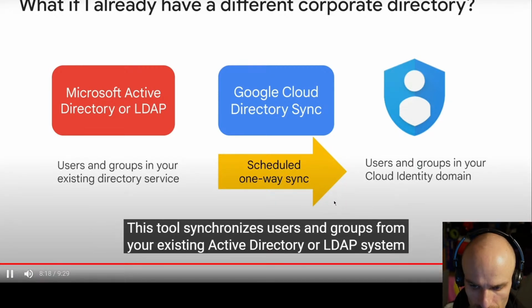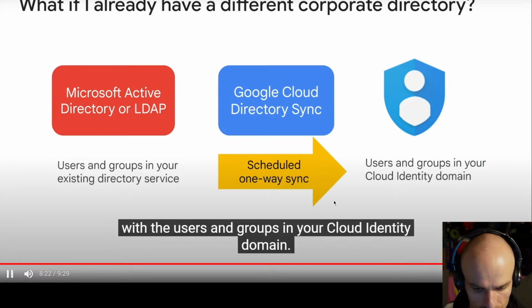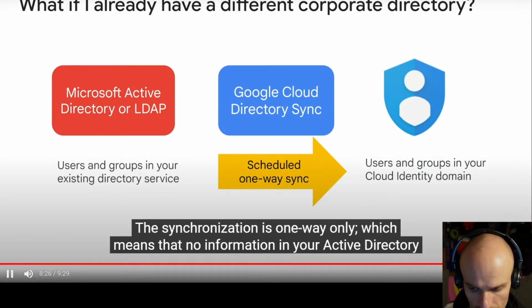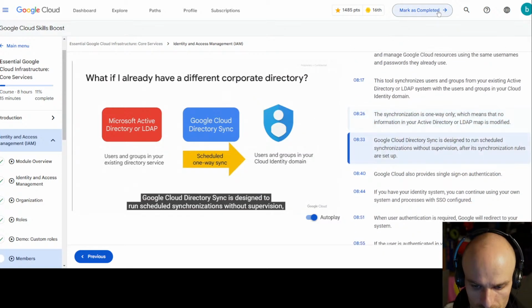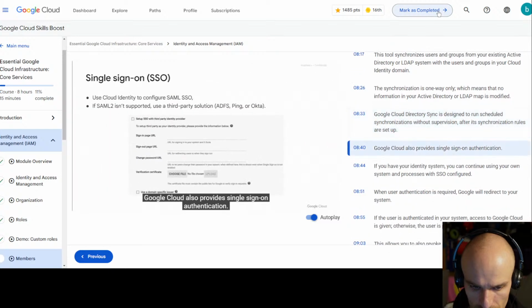This tool synchronizes users and groups from your existing Active Directory or LDAP system with users and groups in your cloud identity domain. The synchronization is one-way only, which means that no information in your Active Directory or LDAP map is modified. Google Cloud Directory Sync is designed to run scheduled synchronizations without supervision after its synchronization rules are set up. Google Cloud also provides single sign-on authentication.